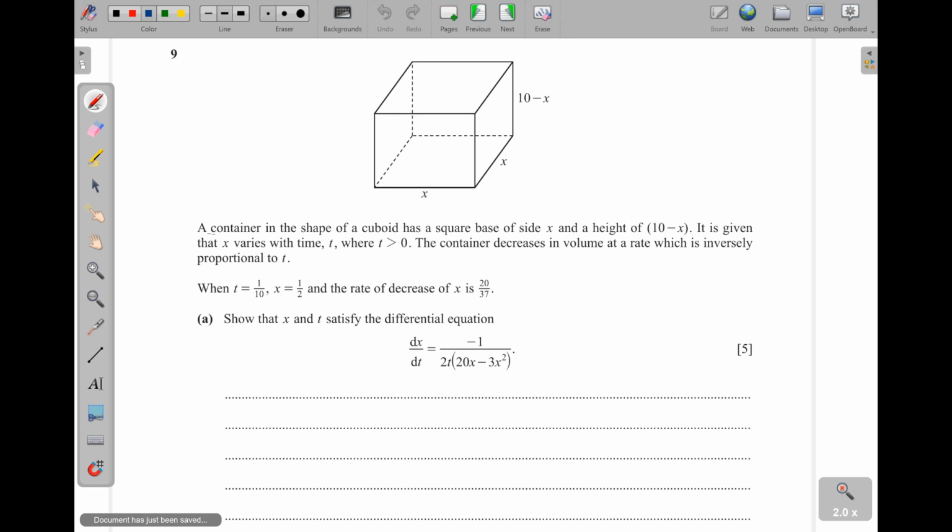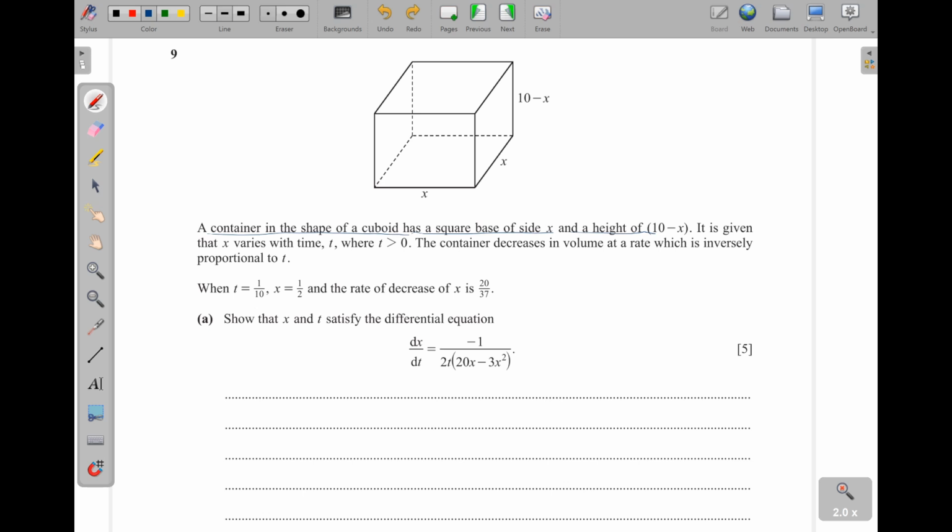Question 9. A container in the shape of a cuboid has a square base of side x and a height of 10 minus x. It is given that x varies with time t, where t is greater than 0. The container decreases in volume at a rate which is inversely proportional to t. When t is equal to 1 over 10, x is equal to 1 over 2, and the rate of decrease of x is 20 over 37. Part A, show that x and t satisfy the differential equation, this one here.